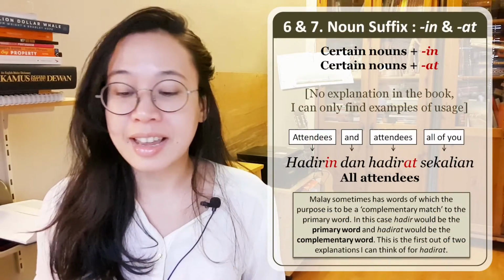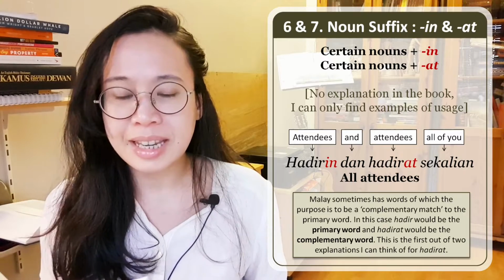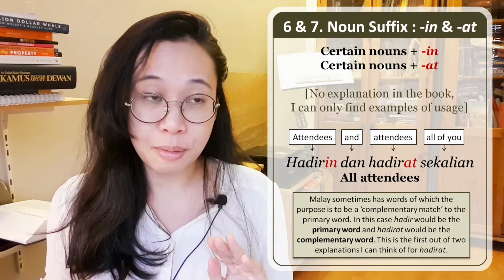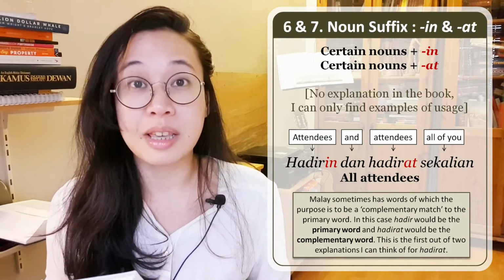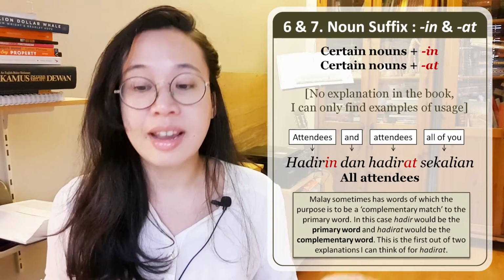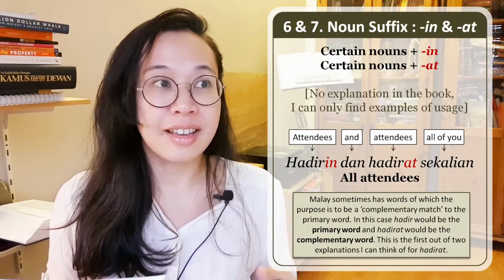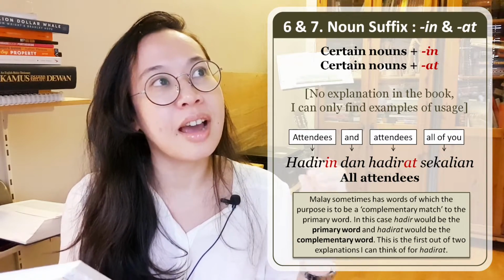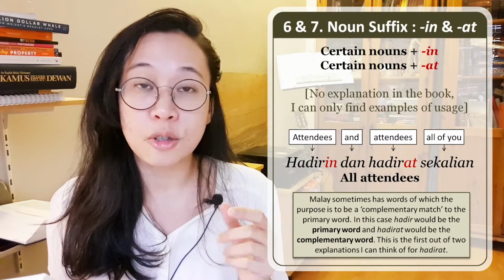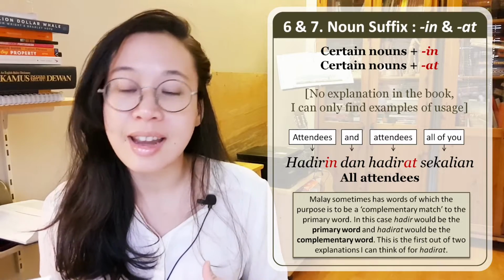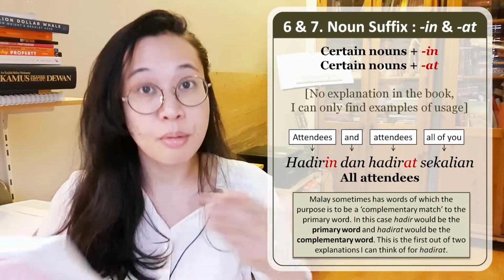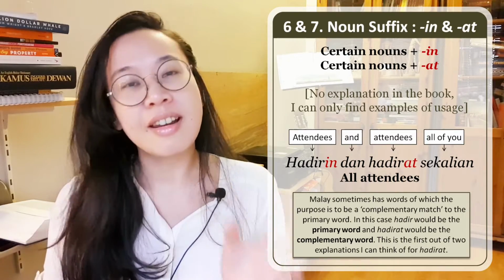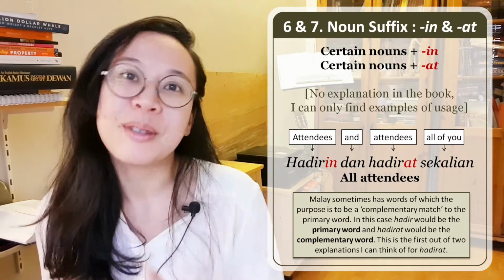The next one is in. Okay, I'm just going to do in and at the same time. Basically, I hear in and at when someone's about to perform a speech, like hadirin dan hadirat sekalian. It's a bit like ladies and gentlemen, but it's not ladies and gentlemen. Hadir means to be present or to attend. So hadirin, the people who are present. So hadirin and hadirat come together.